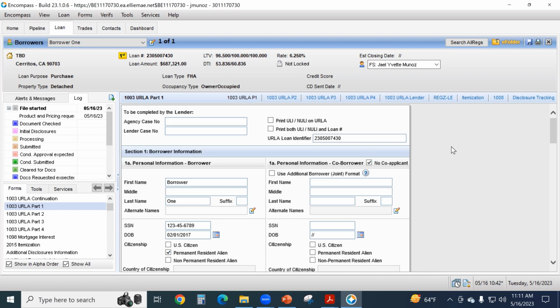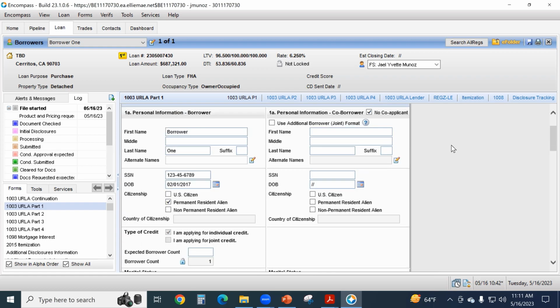Now, it's going to be pretty quick. I just want to point out a couple of the key things. The first thing on this: you see that the permanent resident alien box is checked, which is very normal. A lot of our clients are permanent resident aliens, or maybe even non-permanent resident aliens. Anytime there's anything other than a U.S. citizen, you want to go ahead and ask for residency docs.